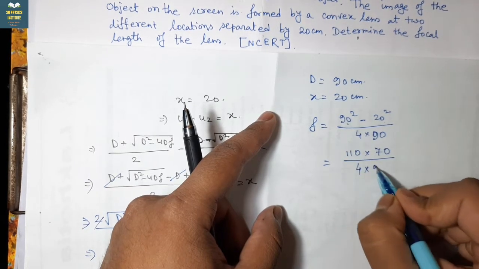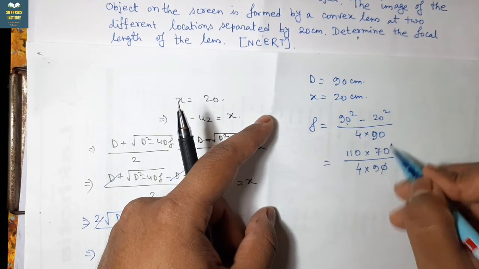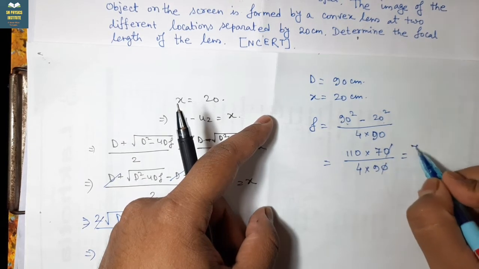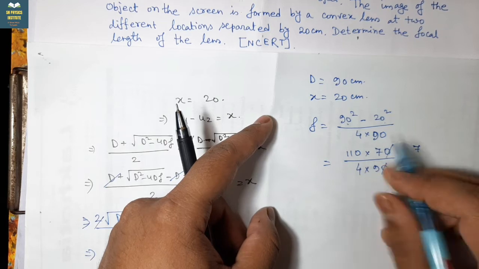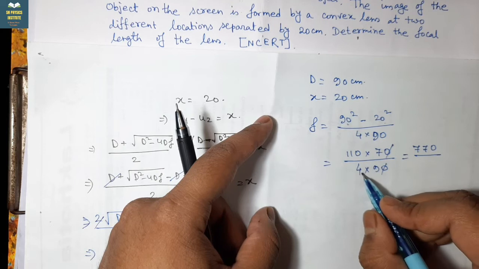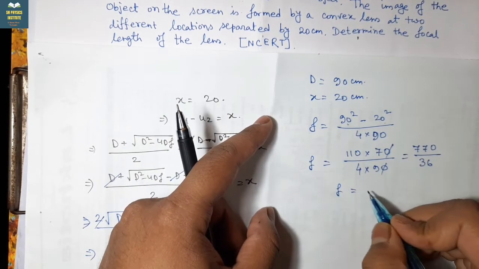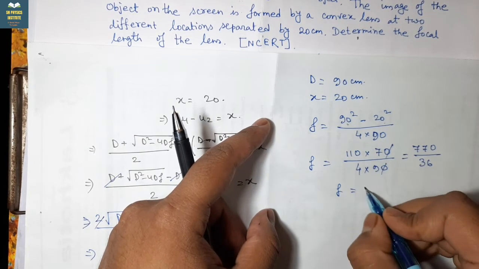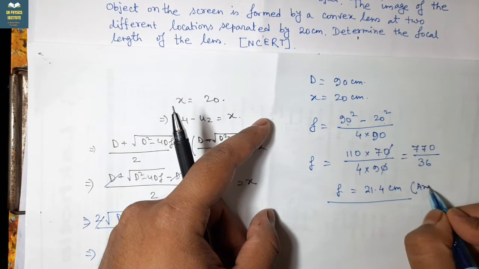So 4 into 90. If you calculate this, this and this are cancelling, so this is equal to 7, giving 770 by 4 into 9, that is 36. After calculating, you have got 21.4 centimeter. This is your answer.